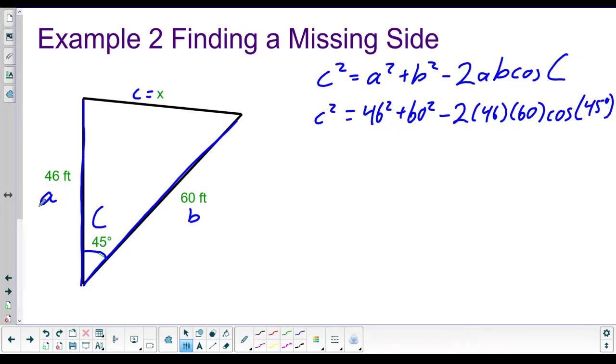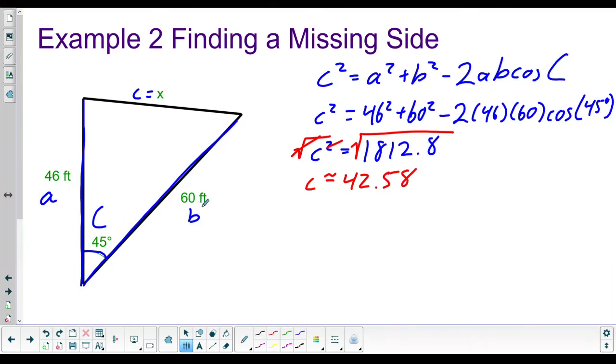And then once you have your sides labeled and your numbers plugged in, you are basically home free. When you do this, this thing simplifies to about 1,812.8. And then we don't want C squared, right? We want just what is C. So we take a square root of both sides. The square root cancels the squared, and we get C is approximately equal to 42.58. And because these are in feet, we would want to put feet on here as well.